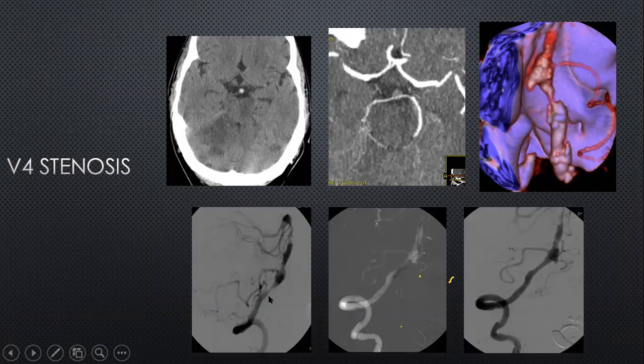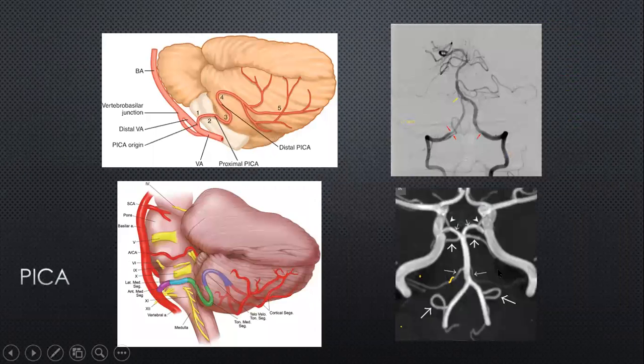Other diseases, of course: you can get stenosis within the right vertebral artery, and that can cause infarction. So this is stenosis within the distal part, the V4 part of the right vertebral artery. You can see here it is quite badly stenotic and atherosclerotic. So moving on to the branches now.